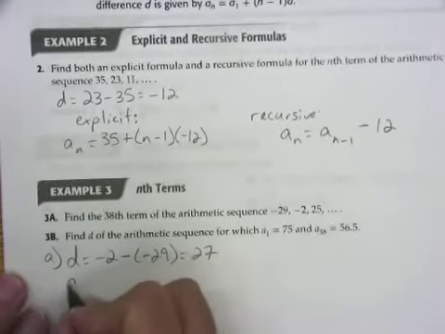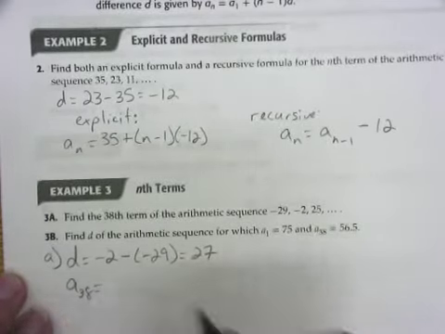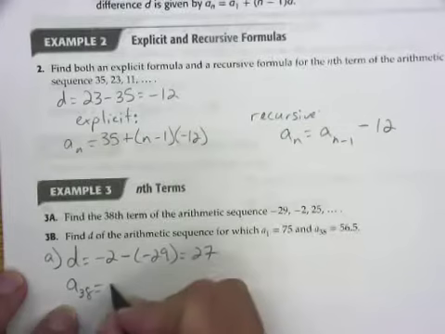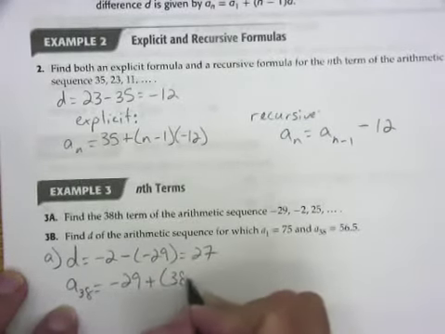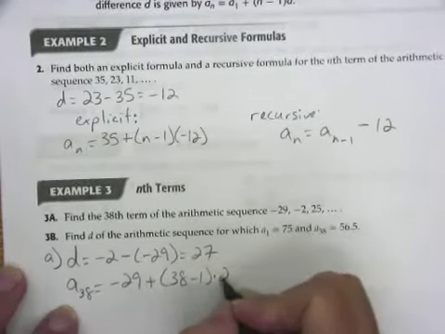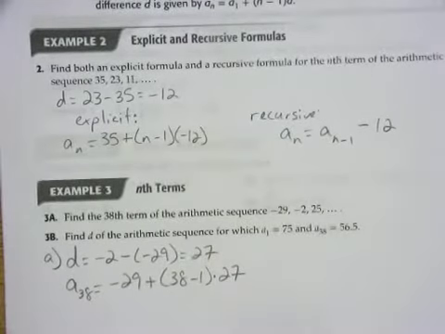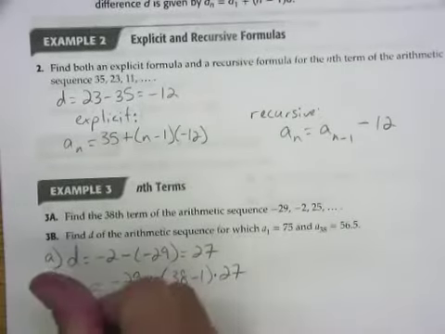And now I'm just going to apply the formula. A sub 38 will equal my a sub 1, which was negative 29, plus 38 minus 1 times 27. And then this is just order of operations from here. So 38 minus 1 is 37. I multiply that times 27, and then plus negative 29, and that's 970.